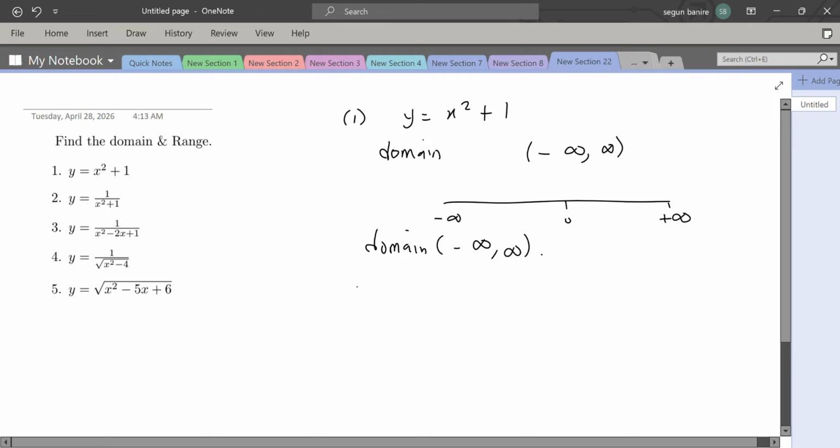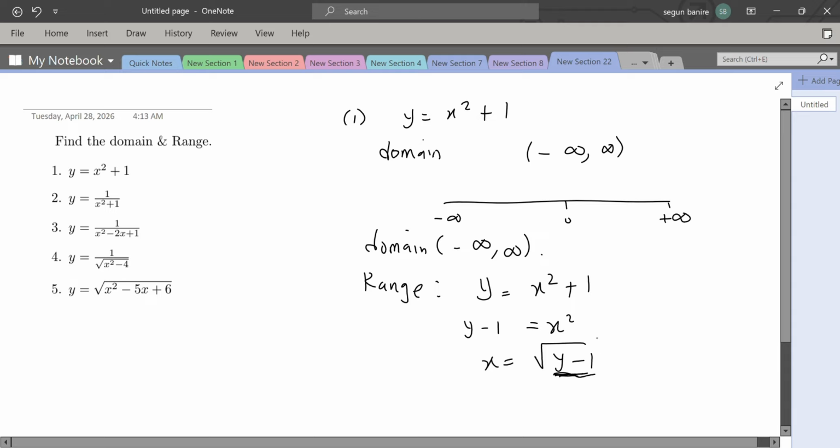Okay, then let's talk about the range. There are a lot of ways to get the range. Let's look at this one: y is equal to s squared plus 1. Let's try to express s in terms of y. We get y minus 1 is equal to s squared, so s is equal to the square root of y minus 1. With this, we just have to do as if we are doing domain again. What are the values of y that will make this function defined?